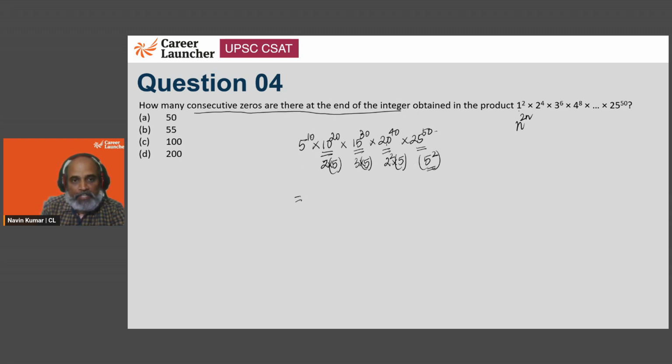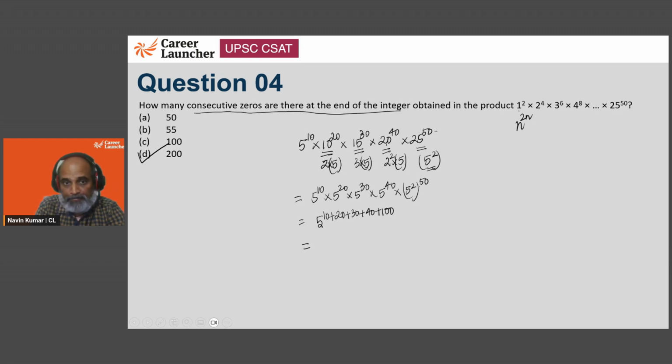So the total number of 5's we will have is 5 to the power 10 into 5 to the power 20 into 5 to the power 30 into 5 to the power 40 into 5 square whole to the power 50. This is going to be 5 to the power 10 plus 20 plus 30 plus 40 plus 2 into 50, which is 100. So definitely we are going to have more than 100 fives, which means more than 100 trailing zeros. So the answer is going to be 200 because that's the only option which is more than 100.